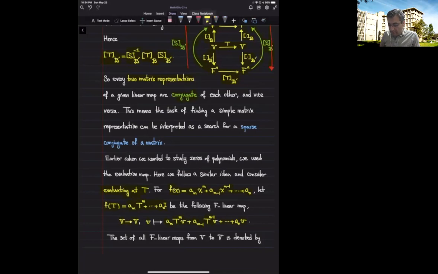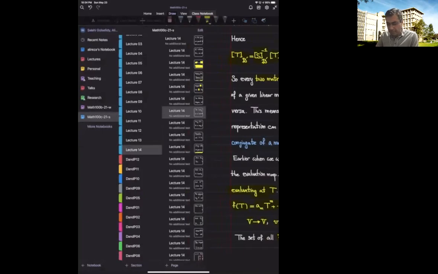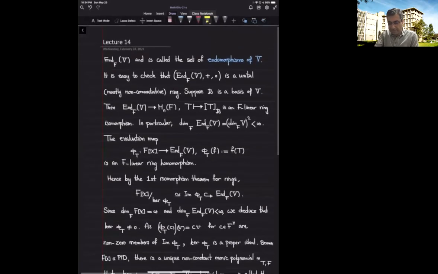So f evaluated at t is still an F-linear map from V to V. Now, if I consider the set of all F-linear maps from V to V, then we denote this set by End_F(V), the set of all endomorphisms of V.